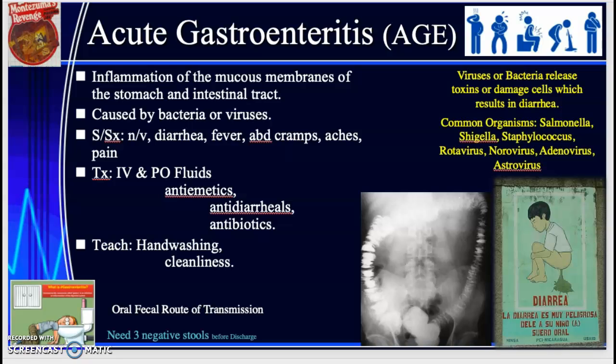And we always want to teach our patients good hand washing, cleanliness, because that's how often these are spread. It's through the oral fecal route of transmission. So you want to teach people to wash their hands and clean the environment well. Don't share towels and stuff like that, and that'll help stop the transmission. And often if it's an infection like Shigella or Salmonella, they'll have to have 3 negative stools before they'll be released from the hospital.